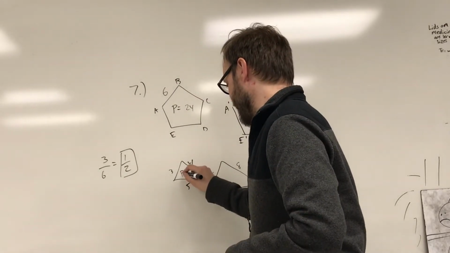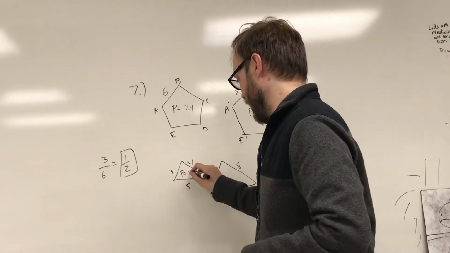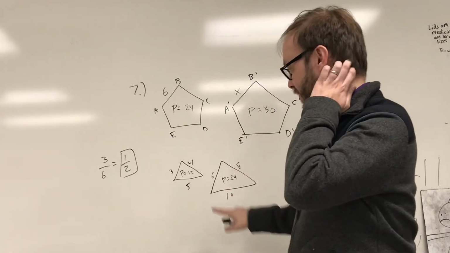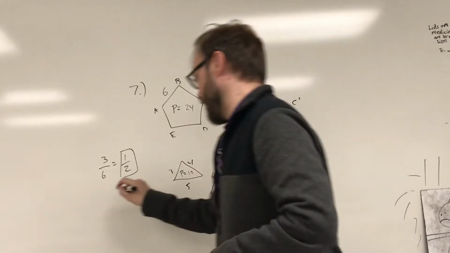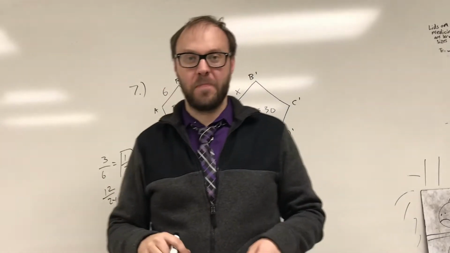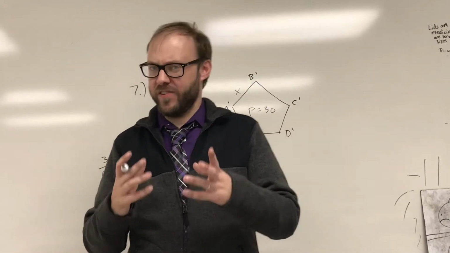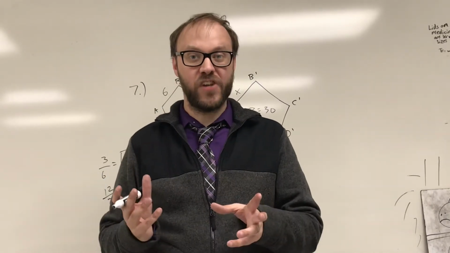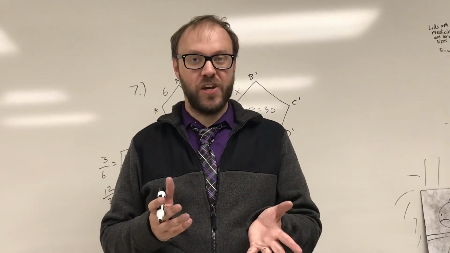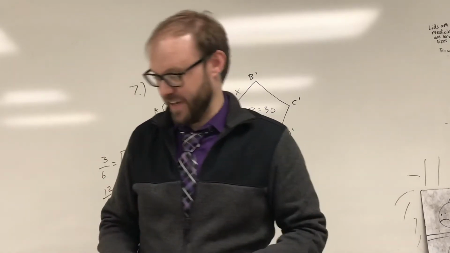Well, if you try this, this perimeter here is equal to 12, and this perimeter here is equal to 24. Check it out. The ratio of this perimeter to this perimeter is 12 over 24. Guess what? That's still 1/2. So that implies, it's not a proof, but it implies that the corresponding perimeters of the shapes should be in the same ratio as the corresponding sides.